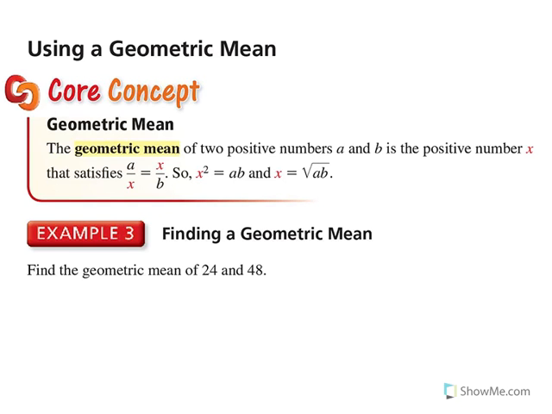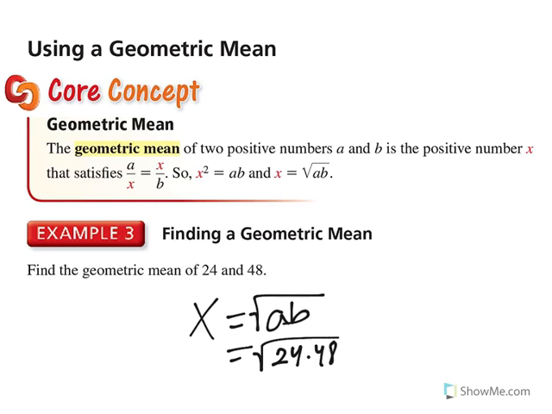So in this first problem, we're going to do exactly that. So geometric mean is equal to the square root of AB. So if our geometric mean is x, plugging in for AB, we would have 24 times 48, which gives us the square root of 1152. And then the square root of 1152, you would need to simplify whichever way works best for you.